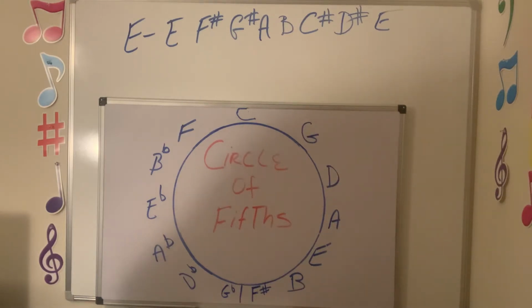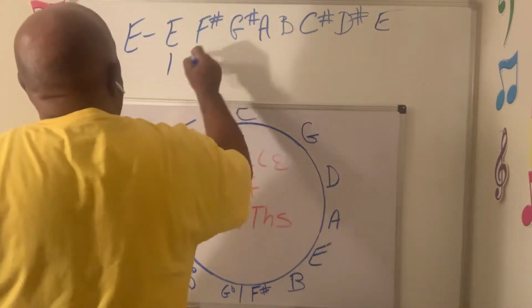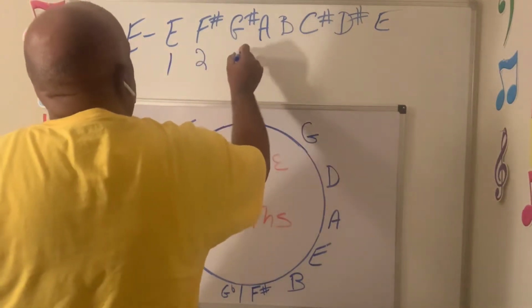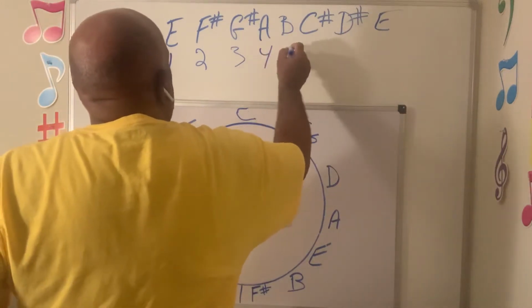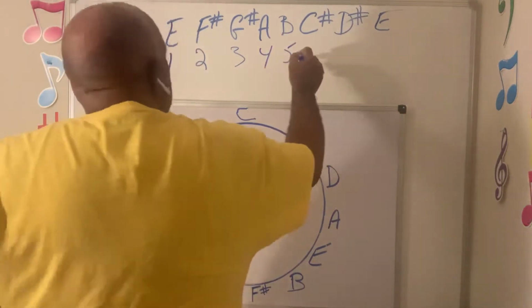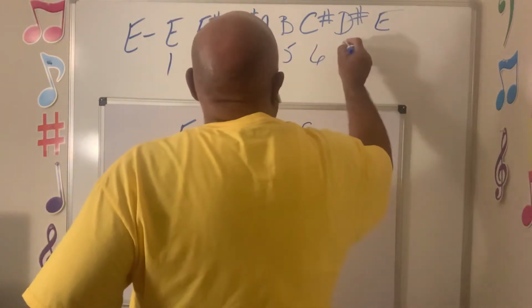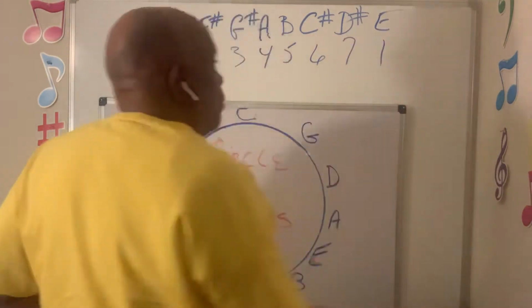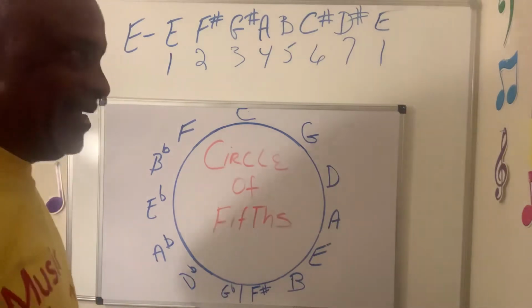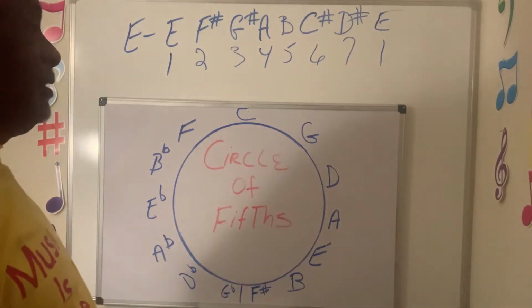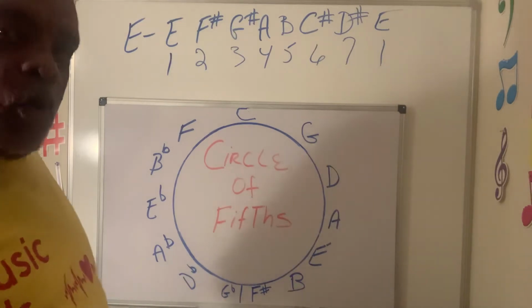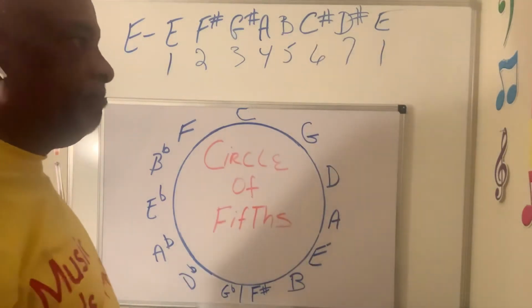Got it? All right. So now let's put the number system. E is the 1, F sharp is the 2, G sharp is the 3, A is the 4, B is the 5, C sharp is the 6, D sharp is the 7, and back to the 1, which is E. Now that's the number system for the E major scale, or the key of E.